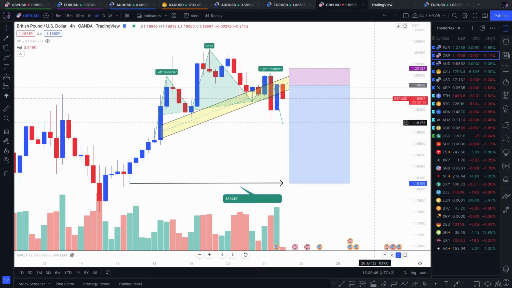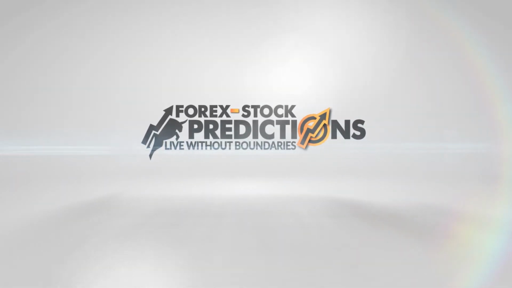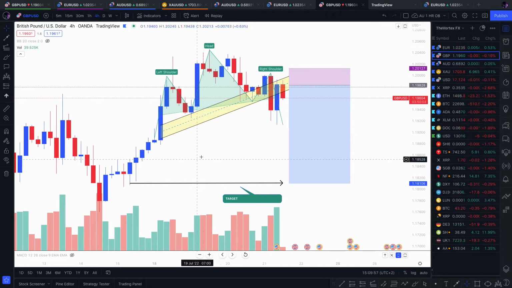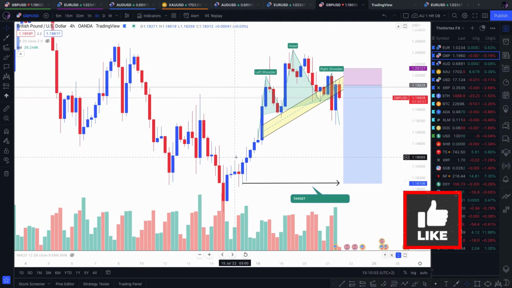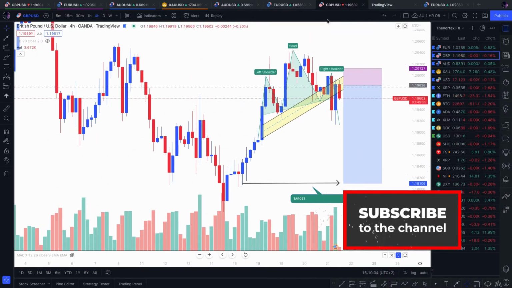I am the Vortex Trader, and we got a head and shoulders pattern playing out on GBP USD. Let's check it out. So what I am noticing, right? Remember, on the daily time frame, this pair is still trending lower, right? We are still going lower.